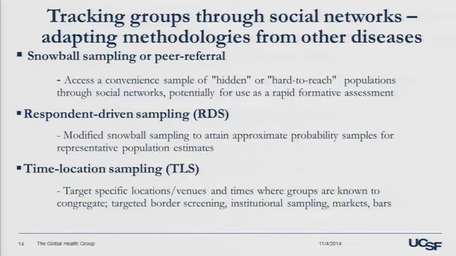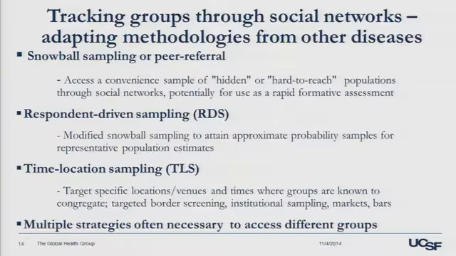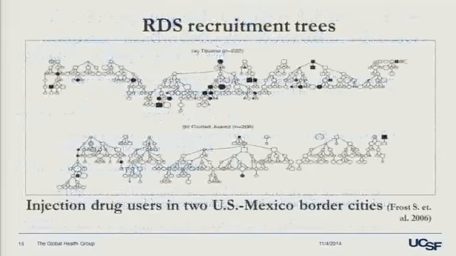It includes potentially institutional sampling. So this means potentially sampling at plantations or at companies where large groups of migrant laborers might be working, but also at markets and at bars. But oftentimes multiple different strategies are necessary to get the full contextual picture for different groups in one area, in one country.